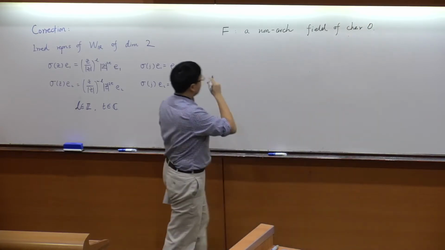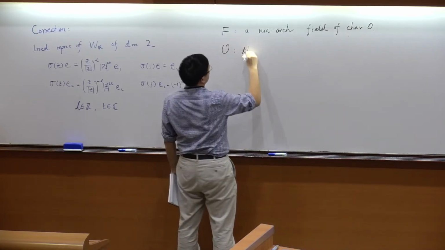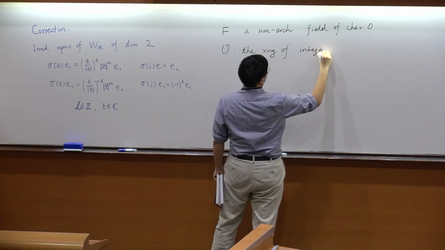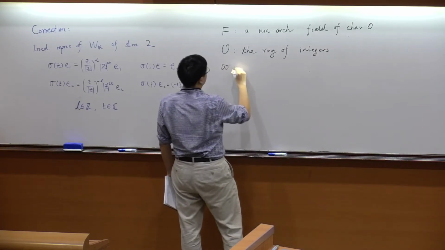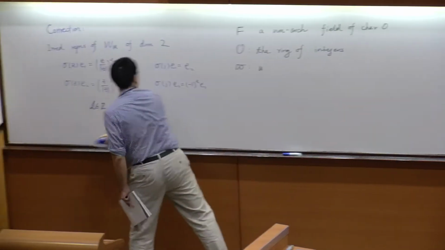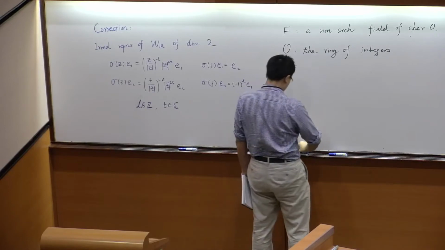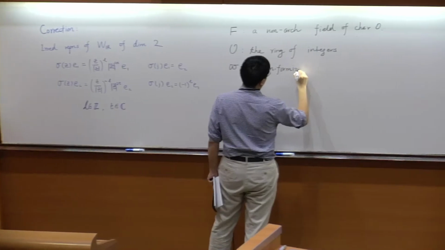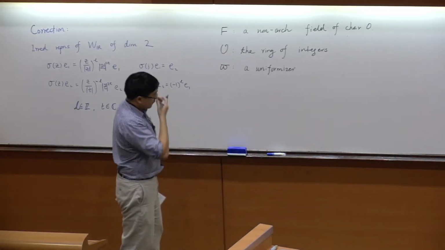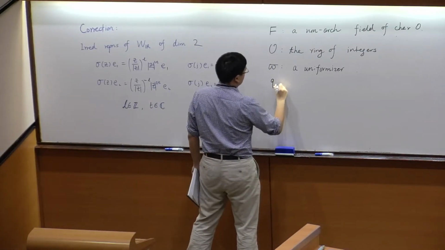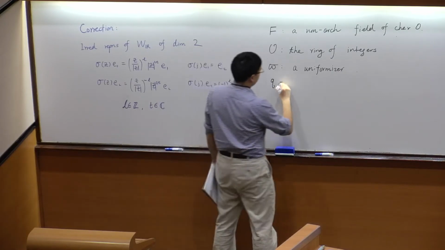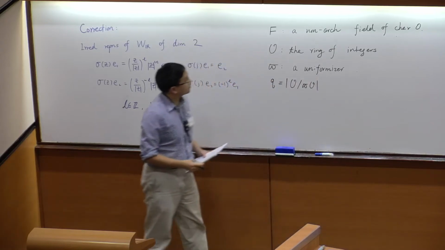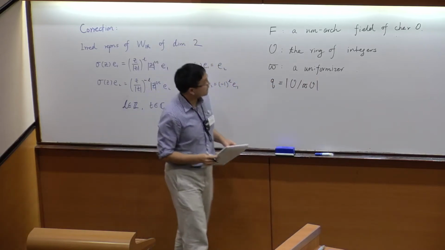Okay. And it takes O to be the ring of integers, and fix a uniformizer, and denote q to be the cardinality of the residue field. Okay, so this is the basic notation I use in my talk.